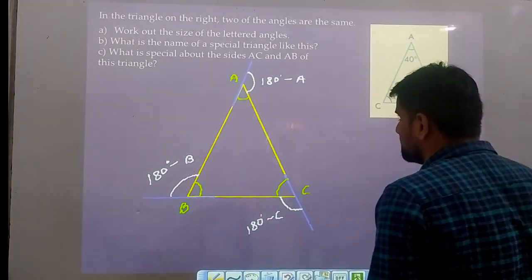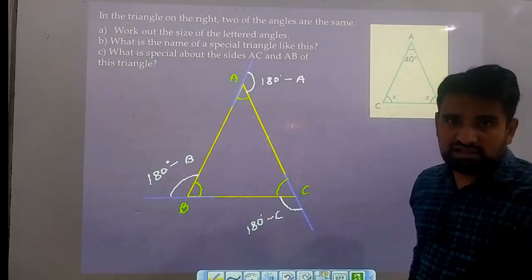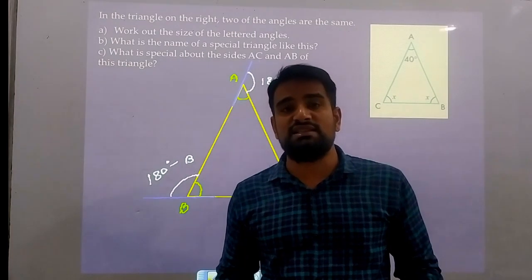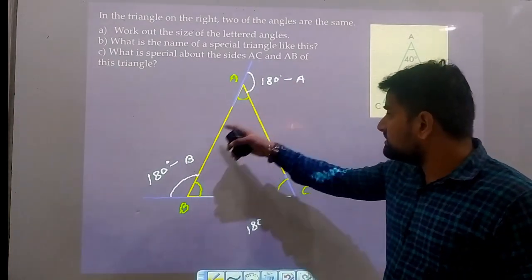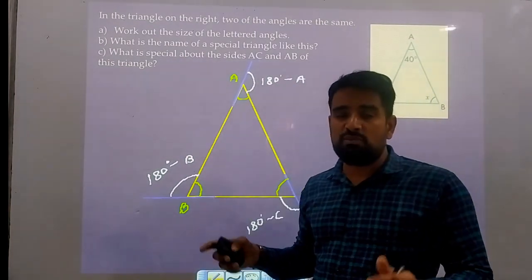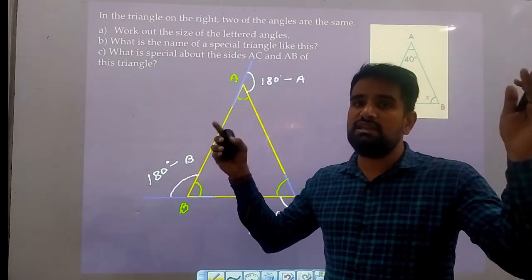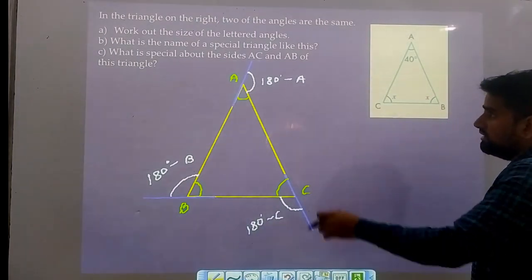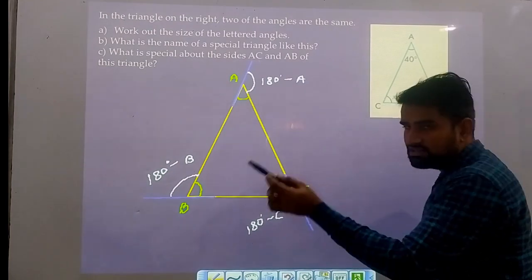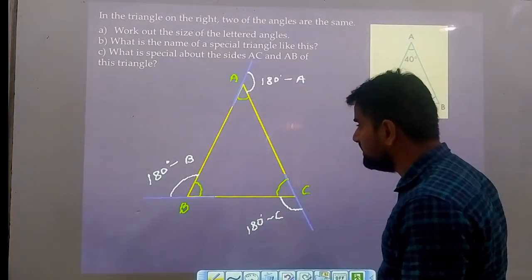Now what is special about these three exterior angles? Let me show you one special feature. All the exterior angles sum up to 360 degrees. So the exterior angles of any triangle sum up to 360 degrees. Here, this and this, all three angles are summing up to 360 degrees.